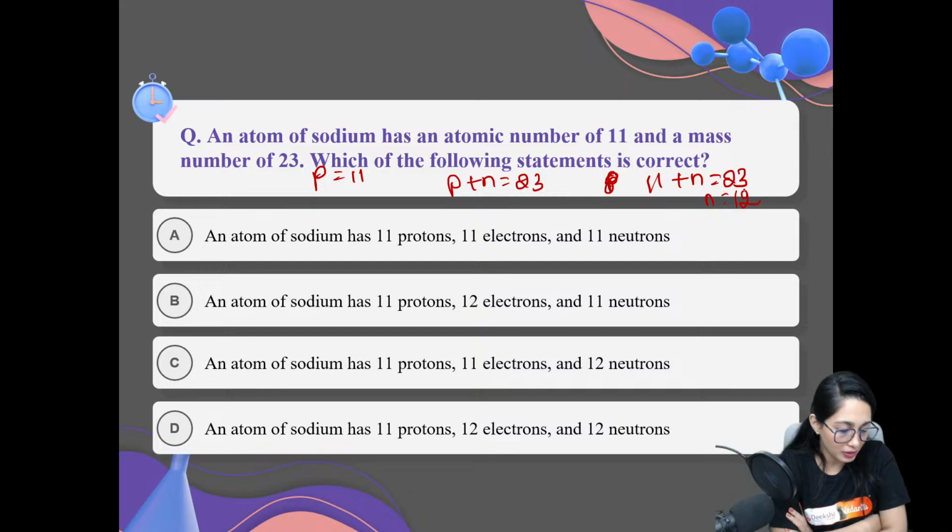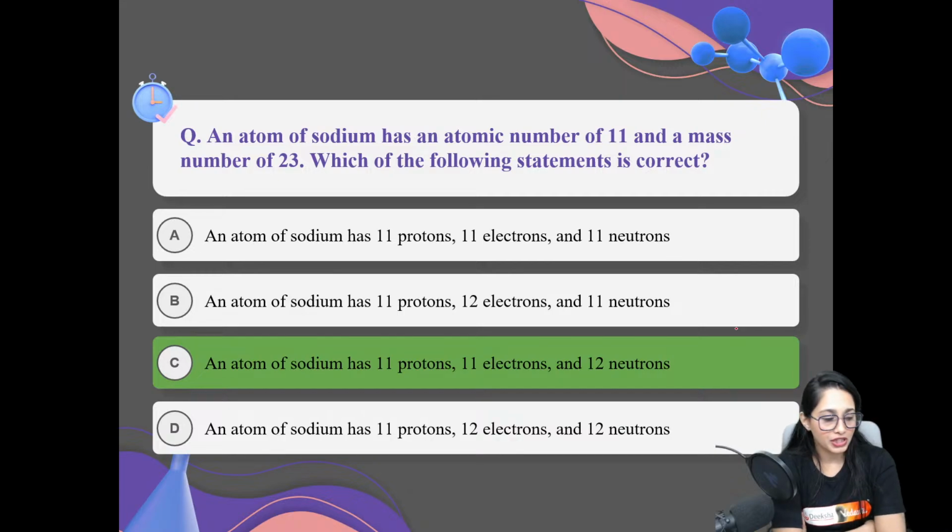N is equal to 23 minus 11, 12. So tell me the answer. An atom of sodium has 11 protons, 11 electrons and 11 neutrons. Wrong. It should be 12 neutrons. Let's eliminate. An atom of sodium has 11 protons, 12 electrons and 11 neutrons. No, this is electrically neutral, so it cannot be this answer. Wrong, eliminating. An atom of sodium has 11 protons, true. 11 electrons, true. 12 neutrons, true. Option C is the right answer. You can use the elimination method.